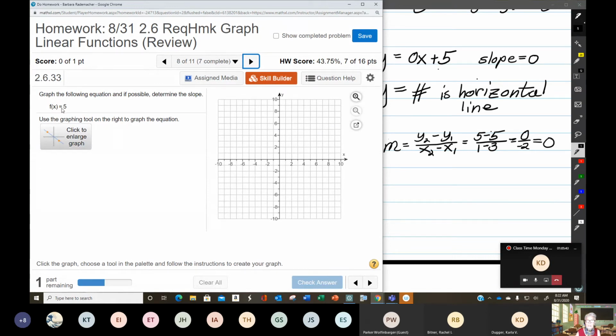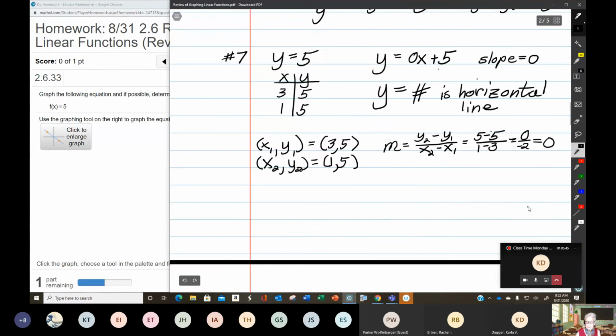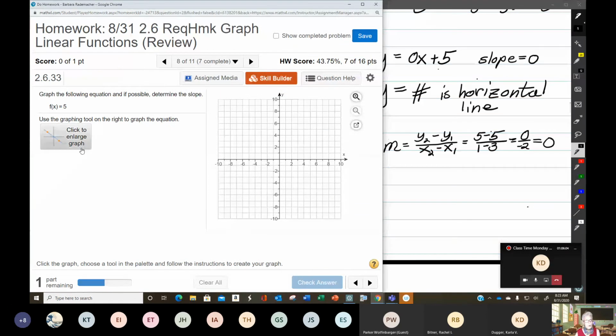Now, a trick problem. But this is just this problem. f(x) is y. So f(x) equals 5 is exactly the same thing as y equals 5. And you'll get exactly the same graph.